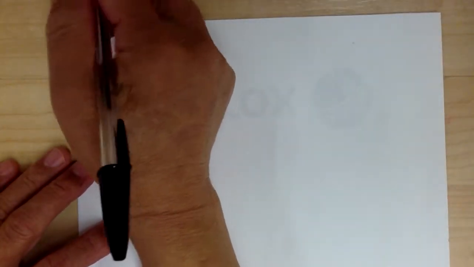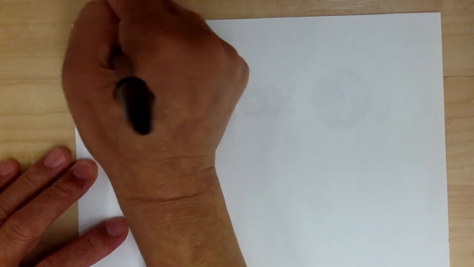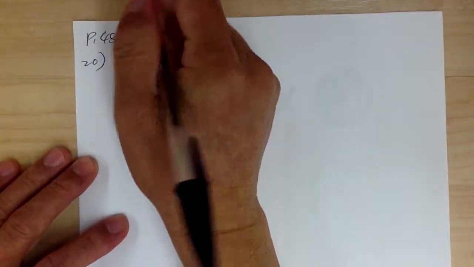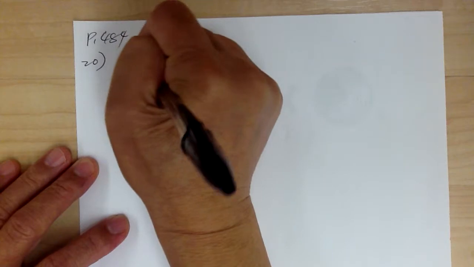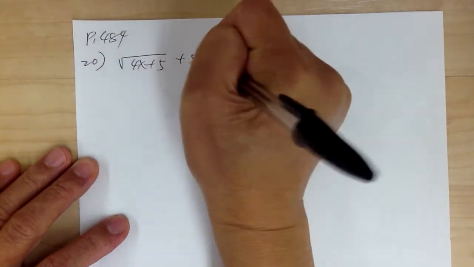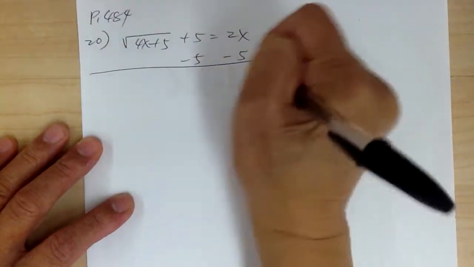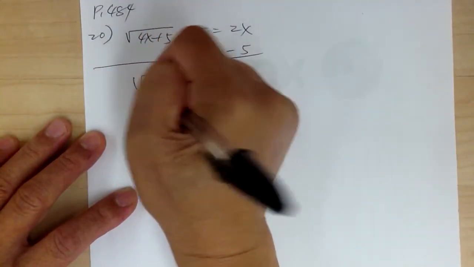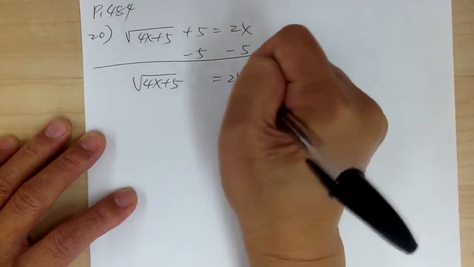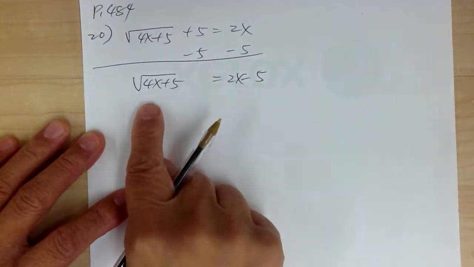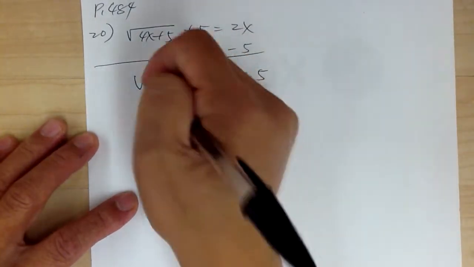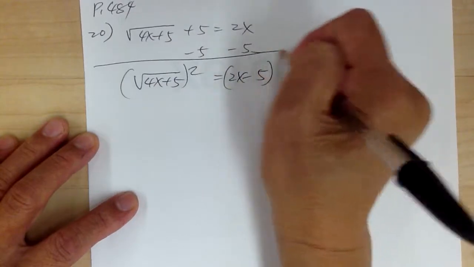Okay, so let's go to number 20. You have square root of 4x plus 5 equal to 2x. So minus 5 on both sides. So you got square root of 4x plus 5 equal to 2x minus 5. Again, to undo the square root, you need to have it by itself. Okay, so square both sides.